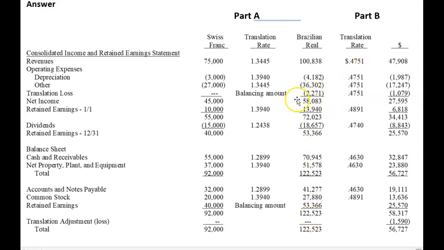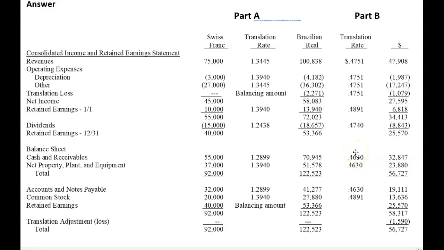Right, after we get that piece done, we'll translate it. Translation, you use the average rate for everything on the income statement, so the 0.4751. Then the beginning retained earnings, you use the beginning of the period historical rate, the dividend, the rate that is in effect as of the date of the dividend, right? And that brings us down to 25,570 in US dollars for the retained earnings at the end of the period. We plug that in down here.